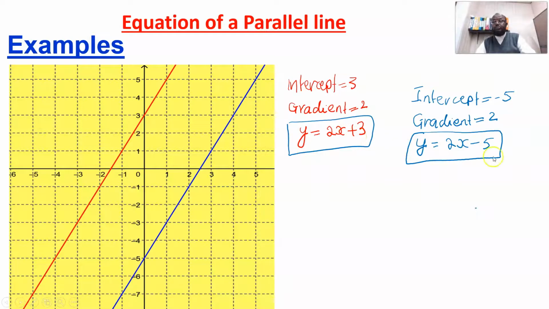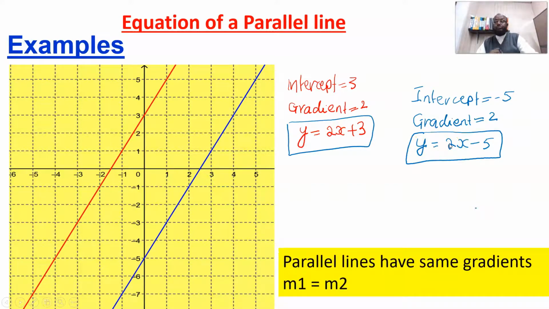Do they have the same intercept? No, this one has an intercept of 3, and this has an intercept of minus 5. Do they have the same gradient? Yes, they have the same gradient. Both of them have 2. Parallel lines have the same gradient. So m1 and m2 are the same. That is the algebraic relationship between two parallel lines, and it applies to all parallel lines. All parallel lines have the same gradient.